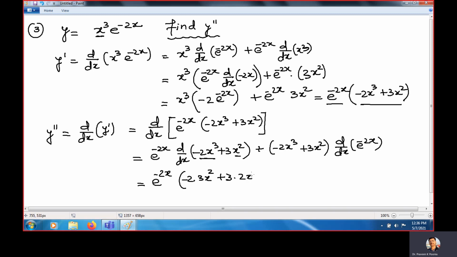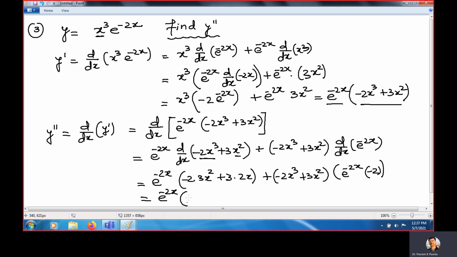The derivative of x power 2 is 2x power 2 minus 1, which is 2x, plus minus 2x power 3 plus 3x power 2, and the derivative of e power minus 2x is e power minus 2x. But you need to differentiate the derivative of minus 2x also. Minus 2x, the derivative is minus 2. Now simplify this. How much?